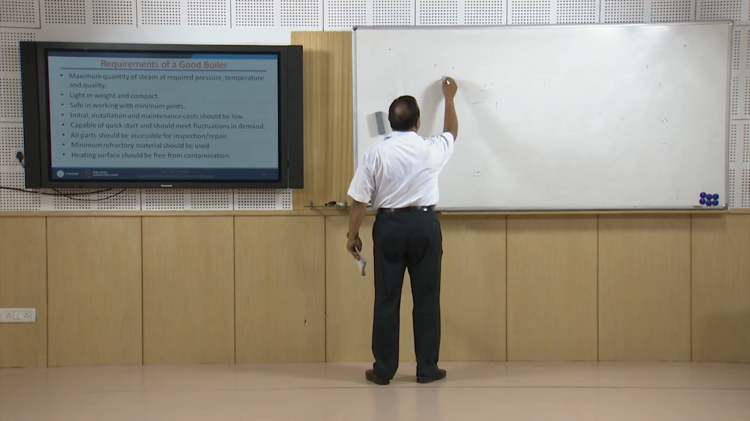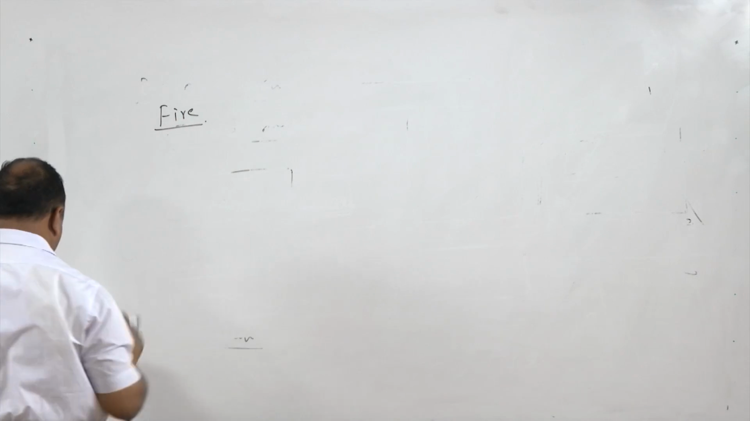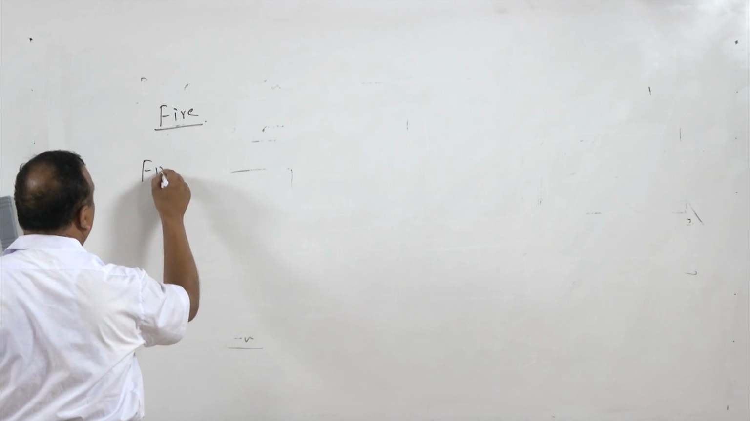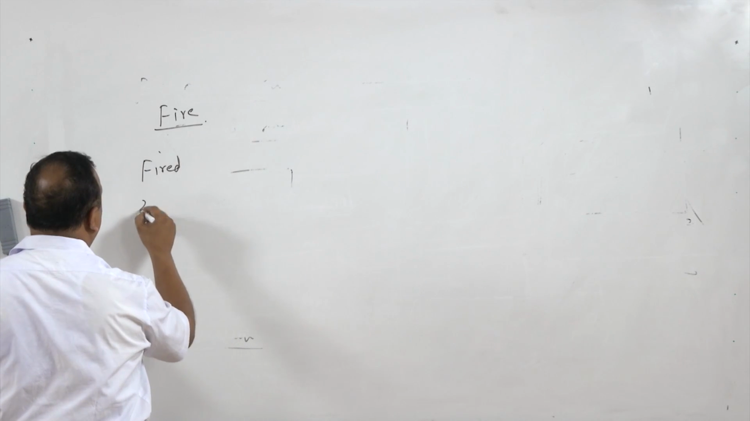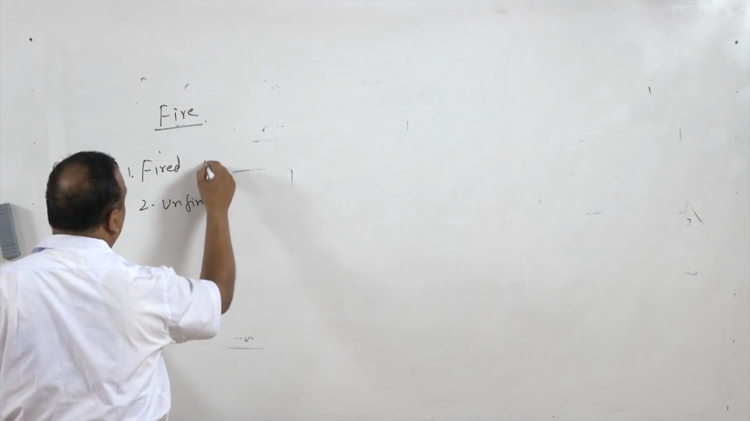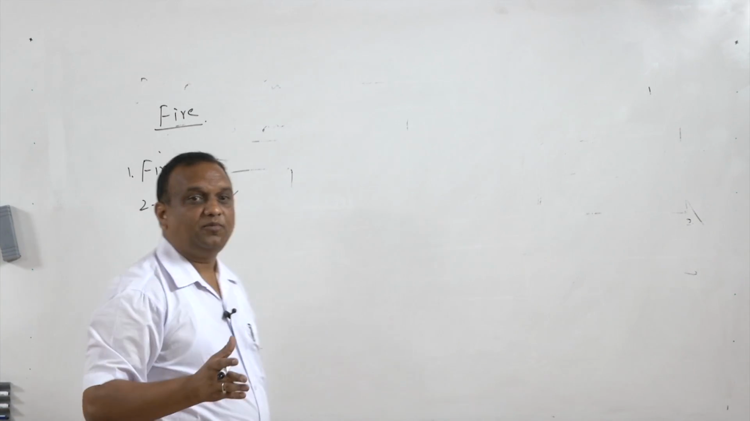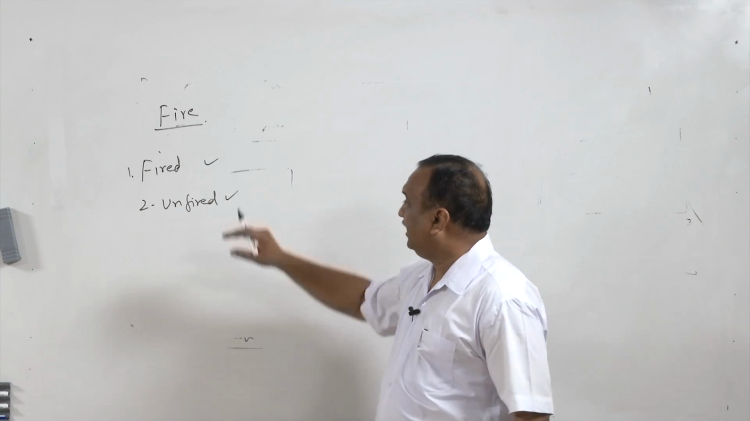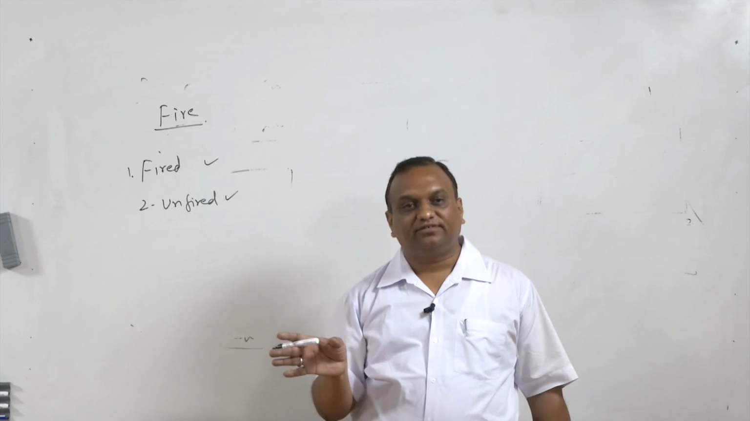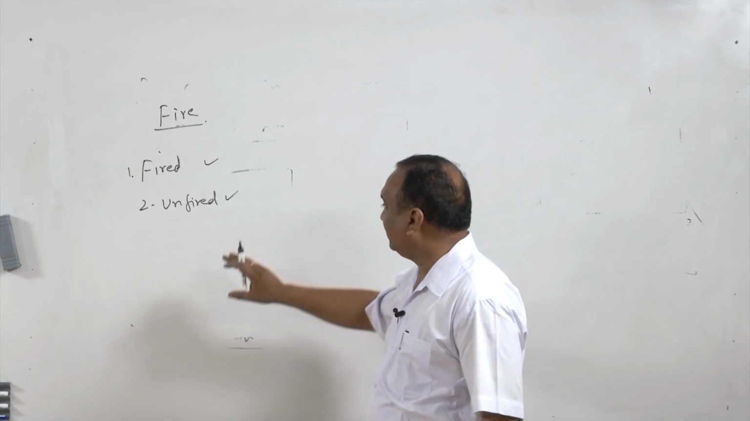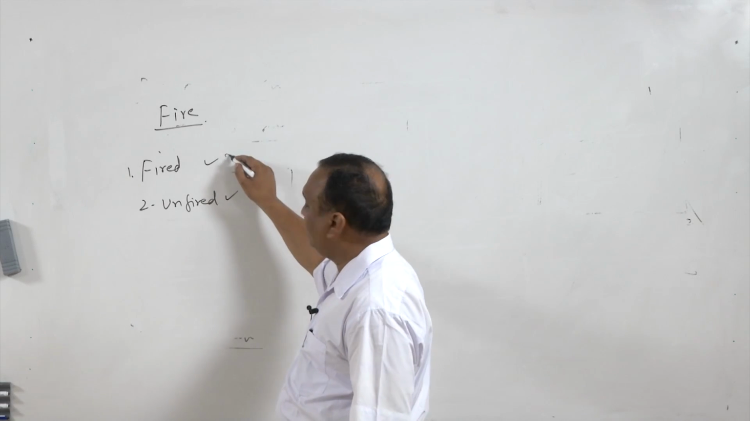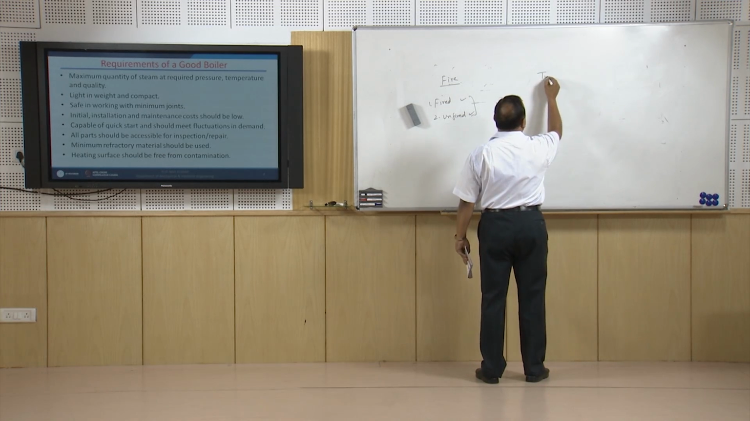Now another type of classification is extent of fire. Extent of fire means it is a fired boiler or it is an unfired boiler. Because in some of the boilers the firing does not take place, hot gases are circulated. Sometimes waste hot gases are available. So these gases are circulated in the boiler in order to generate steam.